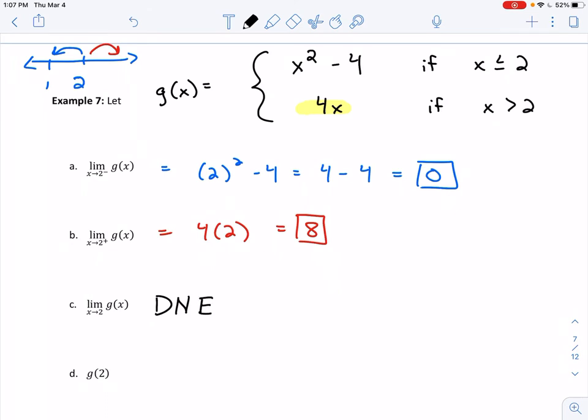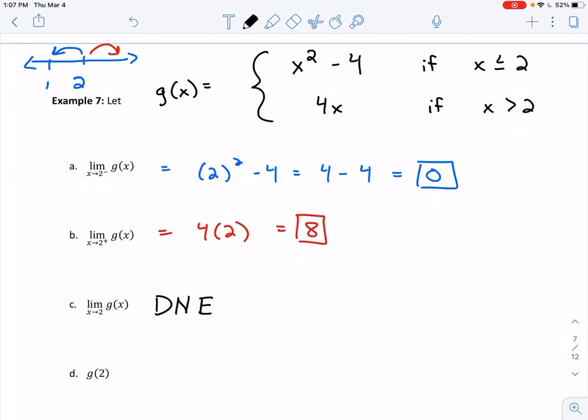Lastly, for part D, I want to find what is g of 2. Well, g of 2, here I'm actually going to take 2 and plug it into my function, but I'm talking about exactly at 2. Here, I want to look for the "or equal to" part, if I have one. I may not have one.